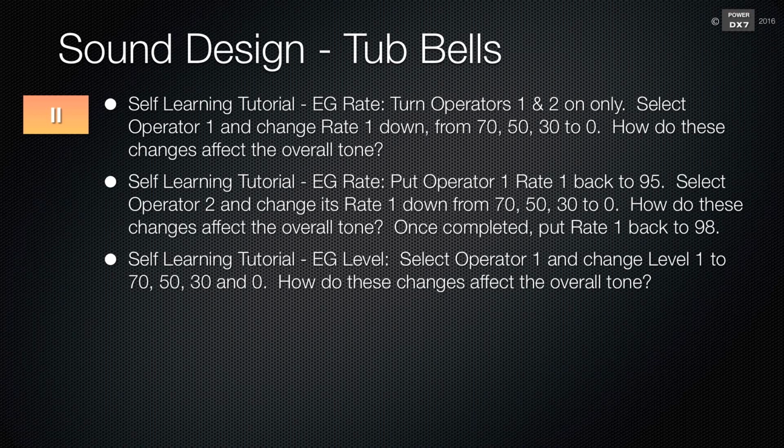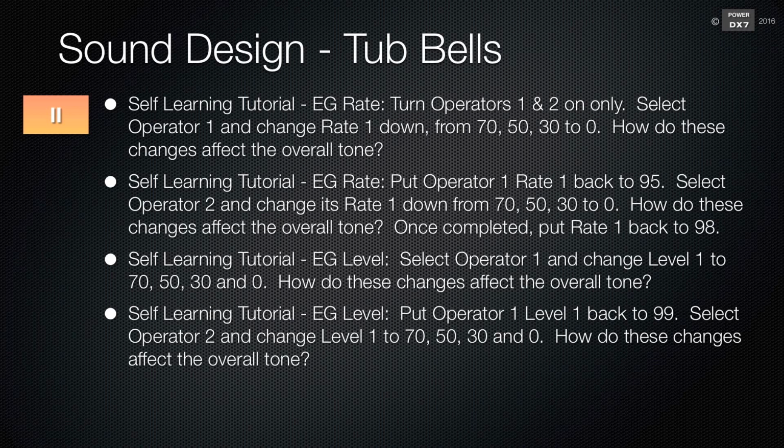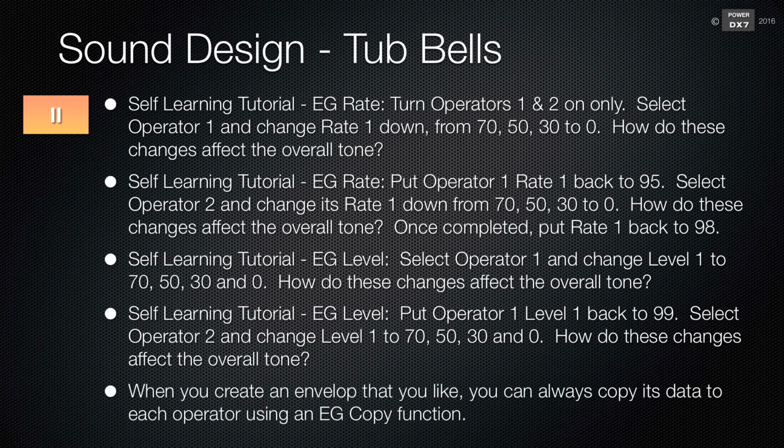Once completed, put operator 1, level 1 back to 99. Select operator 2 and change level 1 to 70, 50, 30 and 0. How do these changes affect the overall tone? A useful tip to remember is that you can always copy an envelope to another operator using EG copy function.